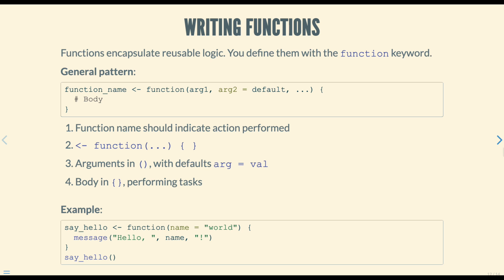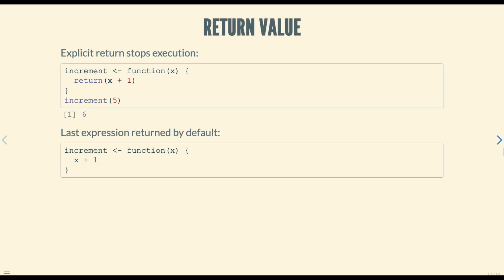For example, in the say_hello function defined below, name equals world by default, so say_hello() greets the world when no argument is inside parentheses. Alternatively, you can run say_hello("Alice") to generate a personalized greeting for Alice. Functions can return values explicitly with the return function. If return is omitted, the last evaluated expression is returned automatically. Consequently, both versions of the shown increment function are equivalent.